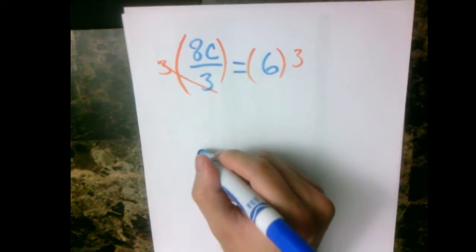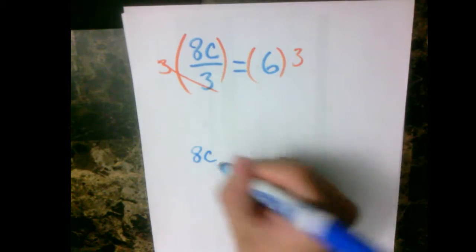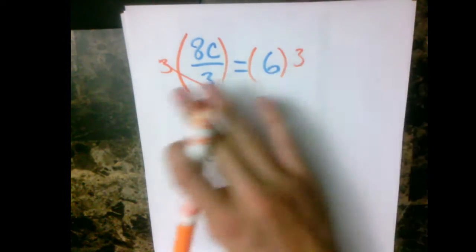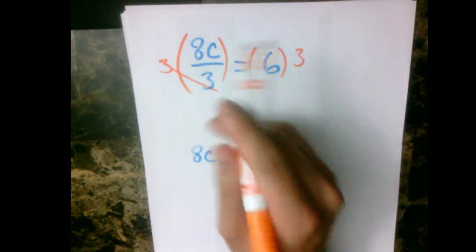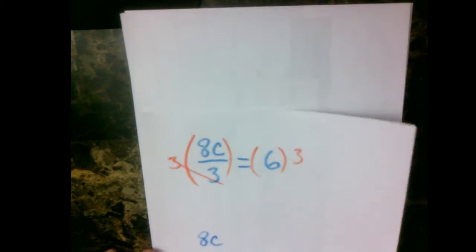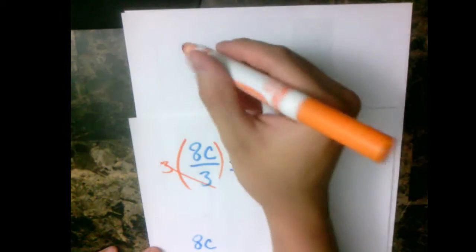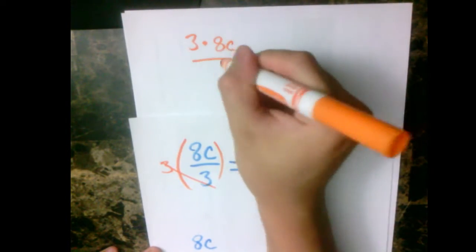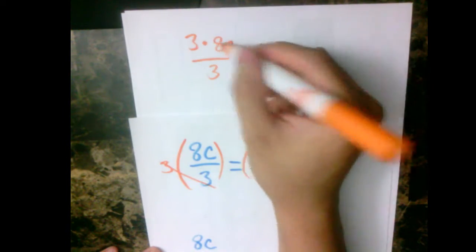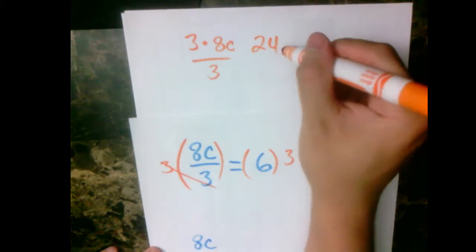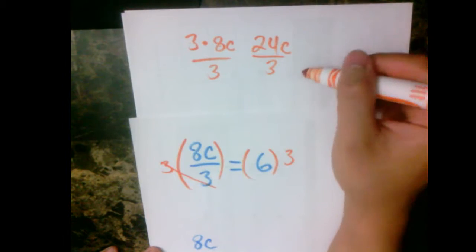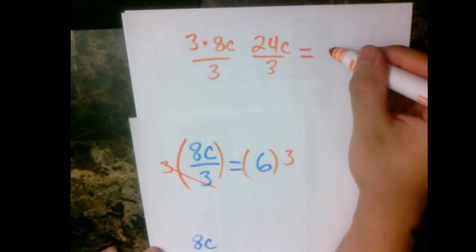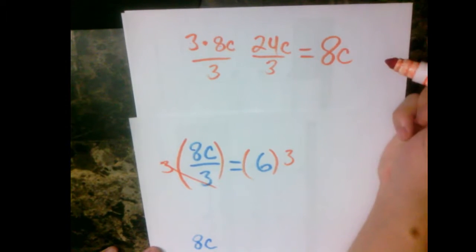And again, just in case you're uncomfortable with how to get 8c there, just me crossing out the 3's, let's pretend real quickly that I didn't cross out the 3's. So instead I did the math. So here's a new page real quick. What I would do is I would get 3 times 8c all over 3. 3 times 8 is 24 all over 3. And then you'd have to simplify. What is 24 divided by 3? 24 divided by 3 gives you 8. So you would get 8c.